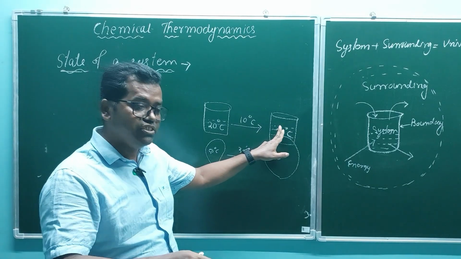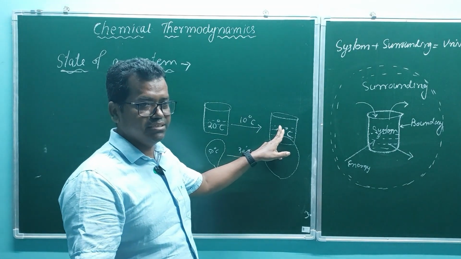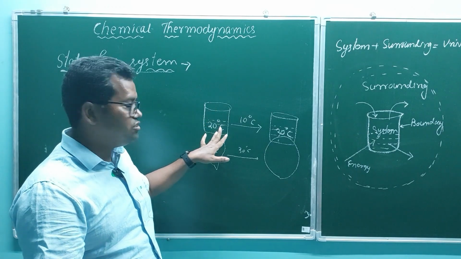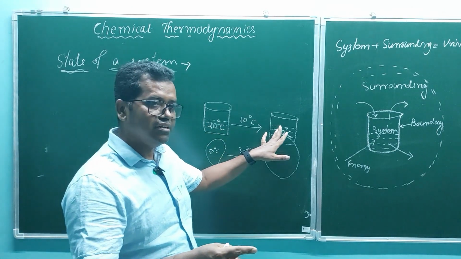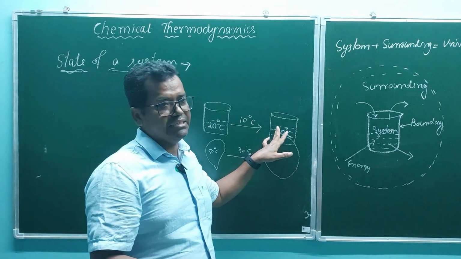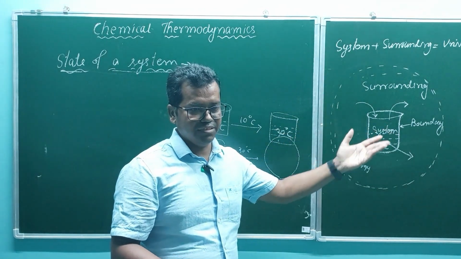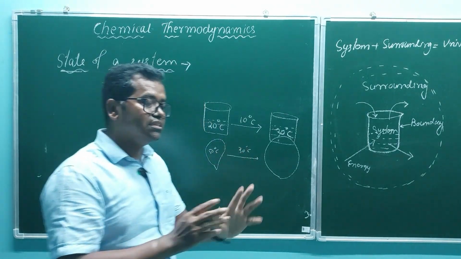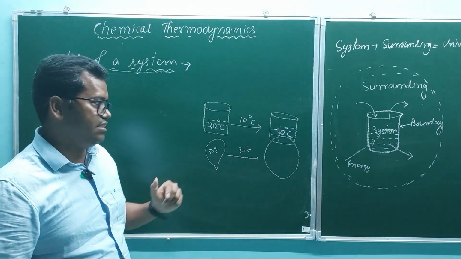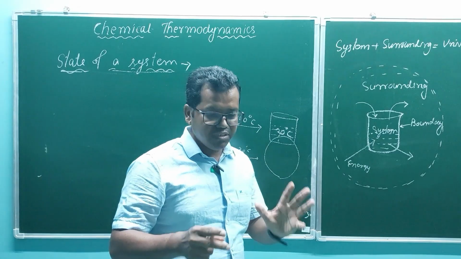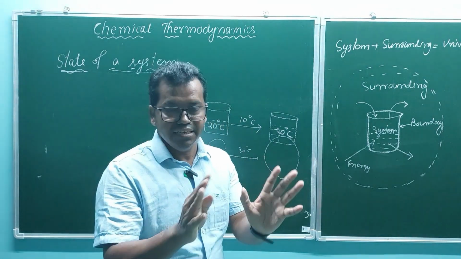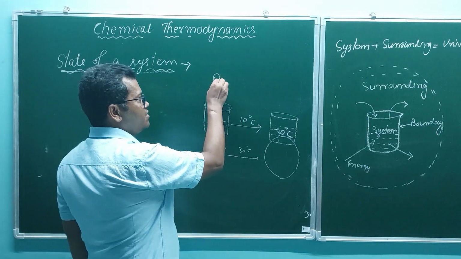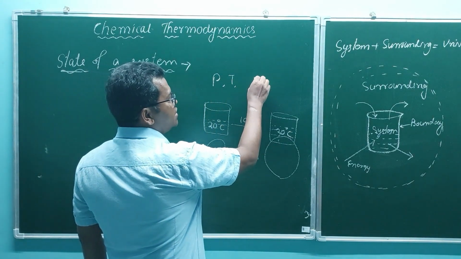State of the system changes as the temperature changes. This beaker is in a particular state when it is 20 degree centigrade. This beaker is in another state when the temperature is 30 degree centigrade. So when temperature changes, the state also changes. So this is the concept of state of a system. The state of the system depends upon certain macroscopic properties such as pressure, temperature and number of moles.